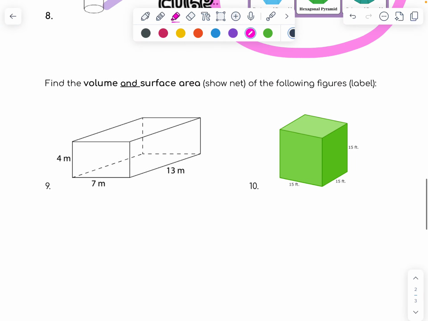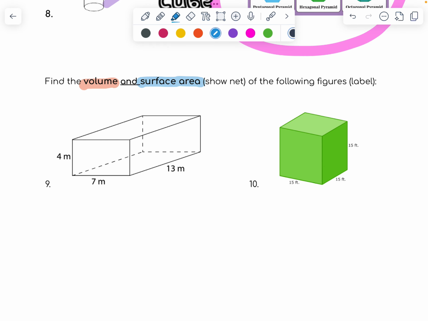Okay, here we go. Now we're doing two things on this one. We're going to find the volume and the surface area. We got to do both. Oh, it's a lot of work. I'm getting my paper ready. Still recording? Oh my goodness. Here we go.